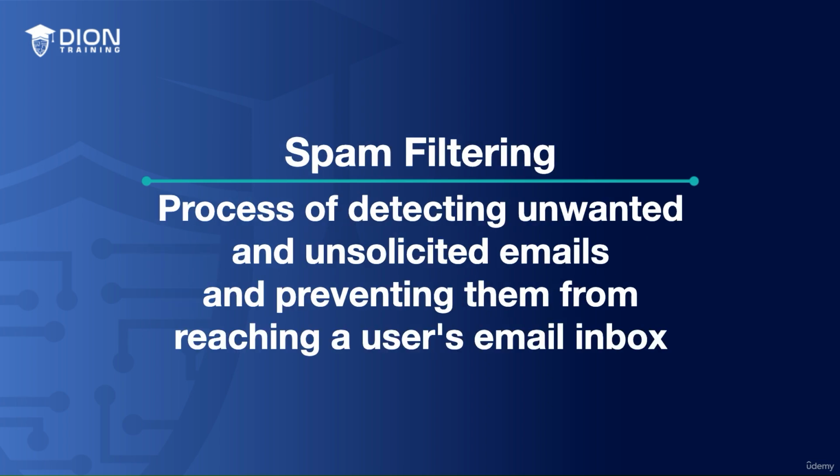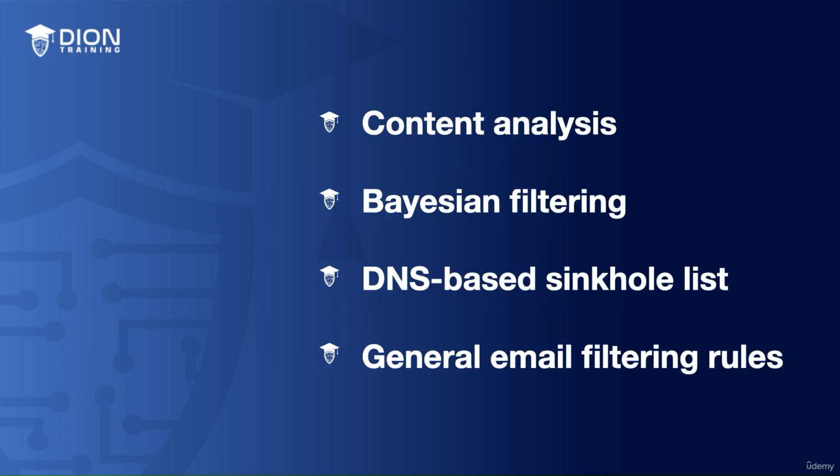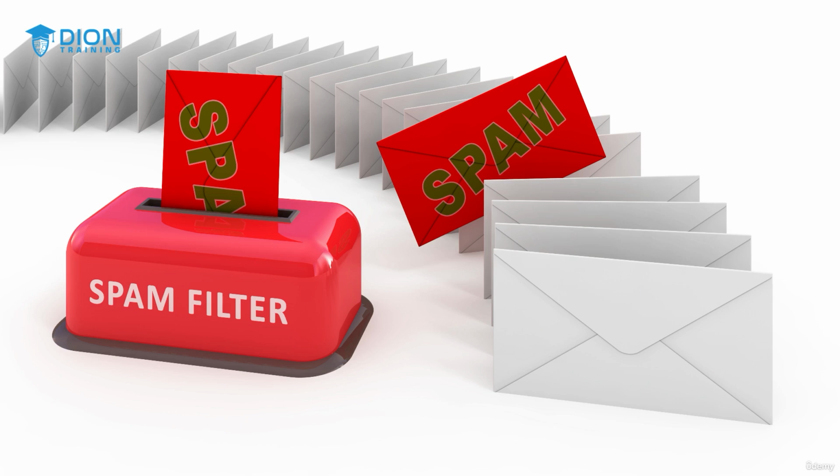Finally, let's quickly discuss the concept of spam filtering. Spam filtering is a process of detecting unwanted and unsolicited emails and preventing them from reaching a user's inbox. Spam filtering usually involves various techniques such as content analysis, Bayesian filtering, DNS-based sinkhole lists, and general email filtering rules. For example, if an email contains words commonly associated with spam messages like lottery, free, prize, or other commonly used spamming language, then your enterprise network spam filter might flag it as potentially being spam and move it to the spam folder.